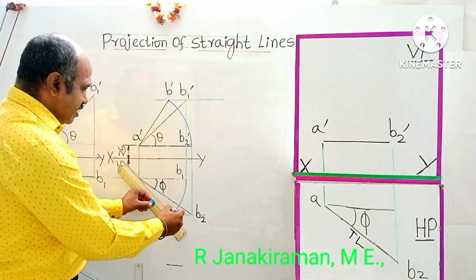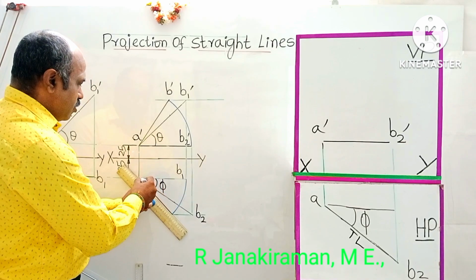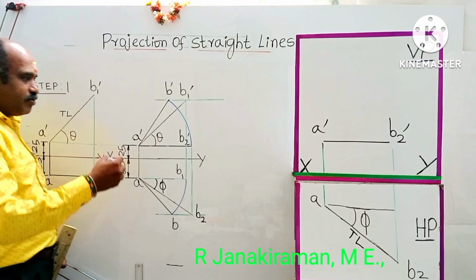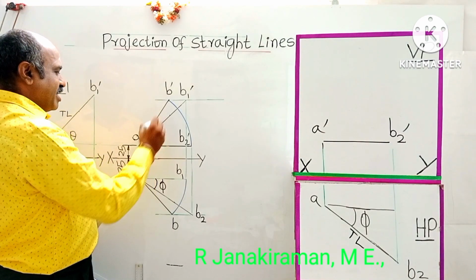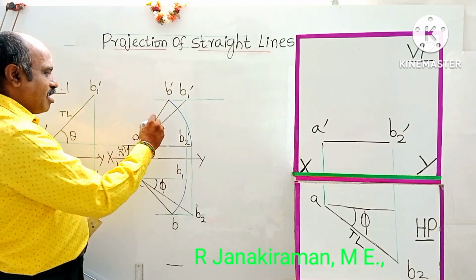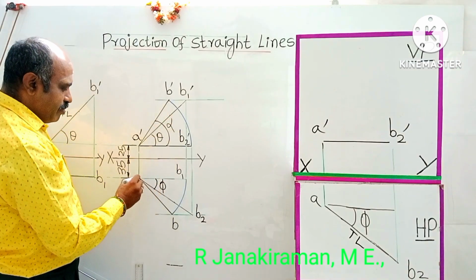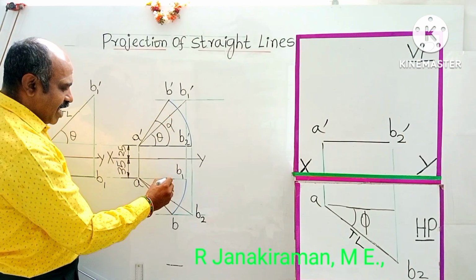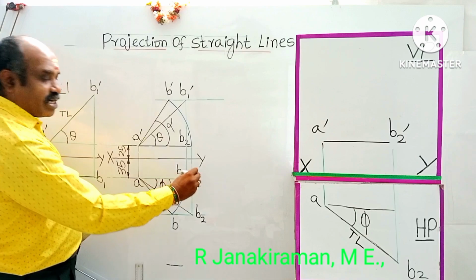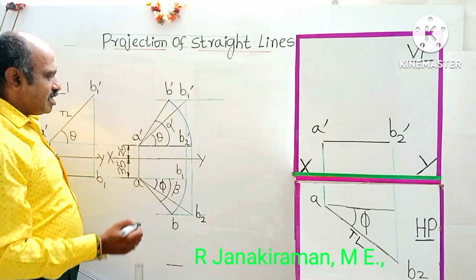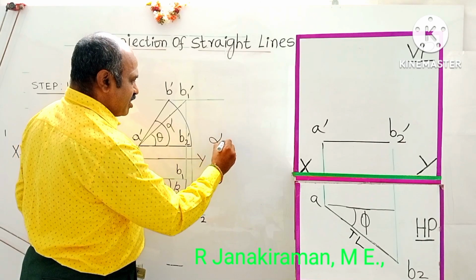Similarly, join AB in the top view. AB is the final top view and A dash B dash is the final front view. Its angle with reference to the horizontal is called alpha, the front view inclination. Similarly, the top view is AB, and its angle with the horizontal, the notation given, is beta. The top view inclination is beta. Alpha is found as 46 degrees.